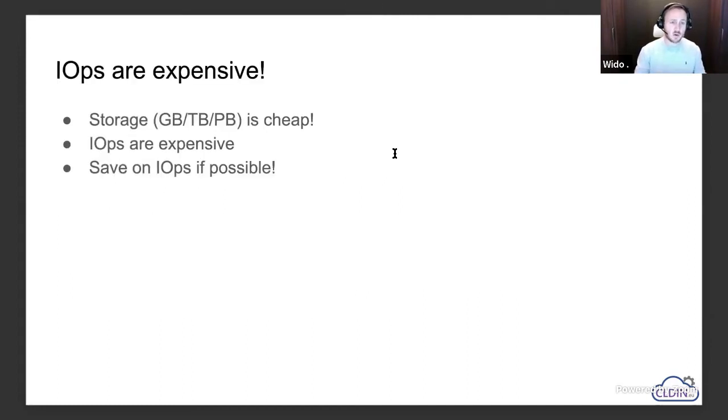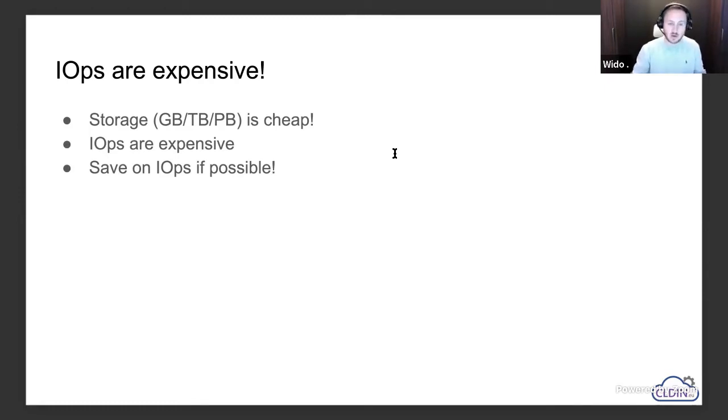But one thing you need to know is that IOPS are expensive. Everybody talks about storage being expensive, but that's not really true. Gigabytes, terabytes, and petabytes are cheap. I recently saw a news item about a 22 terabyte drive, I think the newest drive you can buy. Getting terabytes of storage is fairly cheap, but IOPS are expensive. So if you can save on IOPS, do that. Applications should try to use as few IOPS as possible, because otherwise you need to invest in more expensive and faster hardware to get these IOPS.